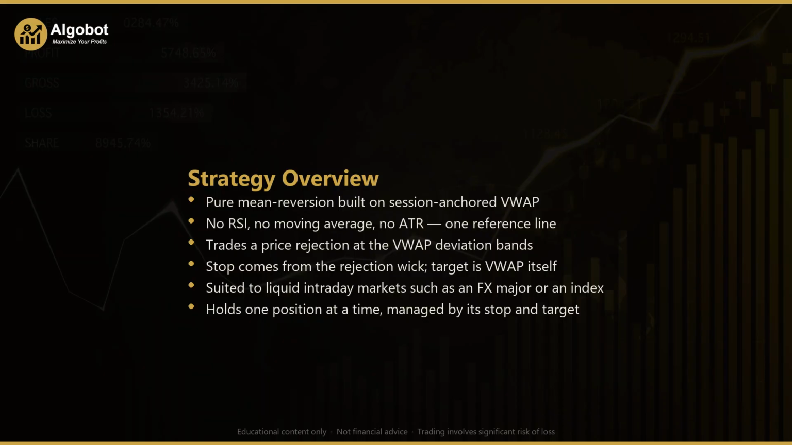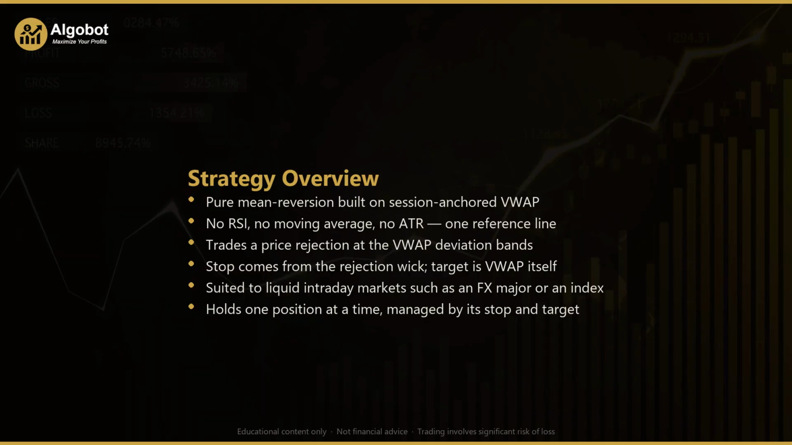Session VWAP Rejection Reversal is a mean reversion expert advisor, which means it's built on the idea that price tends to drift away from a fair value reference and then get pulled back toward it. The reference line here is the session-anchored VWAP, the volume-weighted average price. Unlike a moving average, VWAP weights every price by how much volume traded there, and it's cumulative from the session open. Because many institutions benchmark their daily fills against VWAP and treat it as fair value, intraday price is repeatedly drawn back toward that line. That tendency is what this strategy studies.